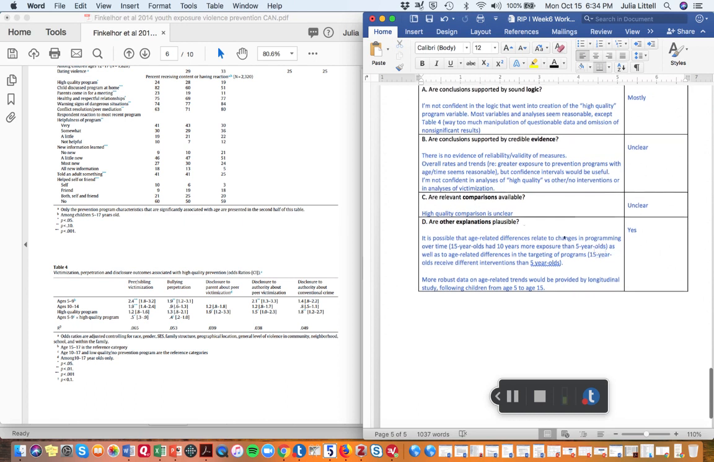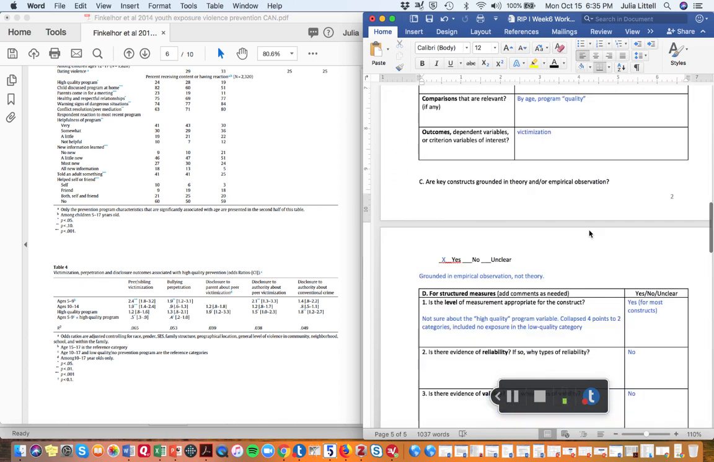Are other explanations plausible? Yes, and here I'm reiterating my concern that age-related differences or changes in programming exposure over time could relate to age of the children, could also relate to age differences in the targeting of programs. That is, that 15-year-olds get different interventions than 5-year-olds. So a conclusion here is that more robust data on this topic, particularly on age-related trends, could be provided by longitudinal data that followed children from ages 5 to, well, I should say, age 17 in the study.